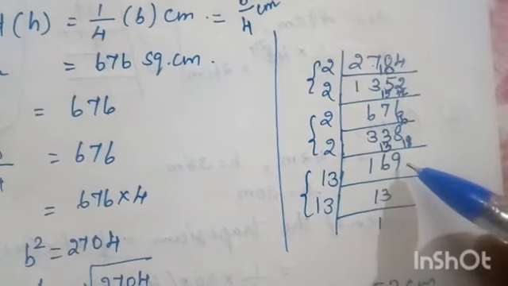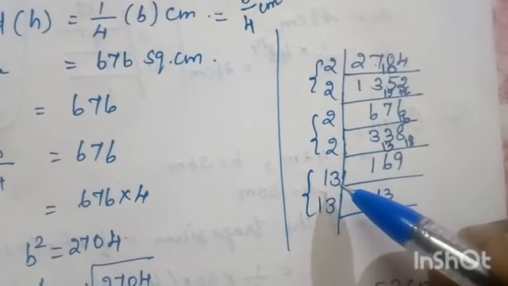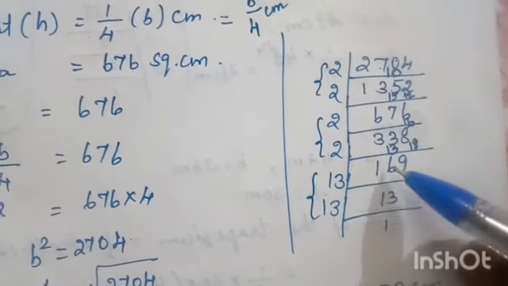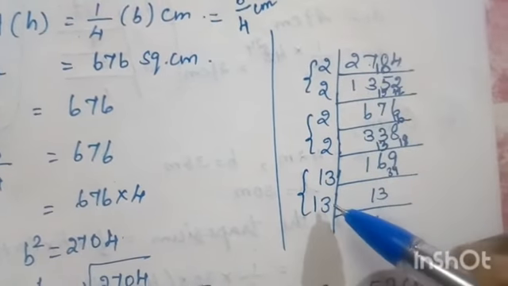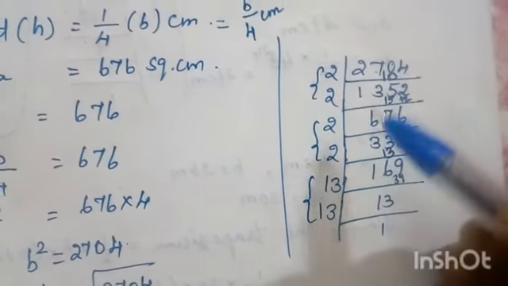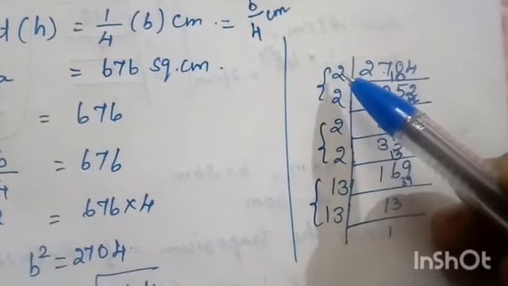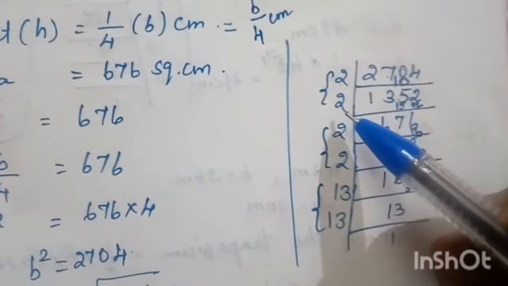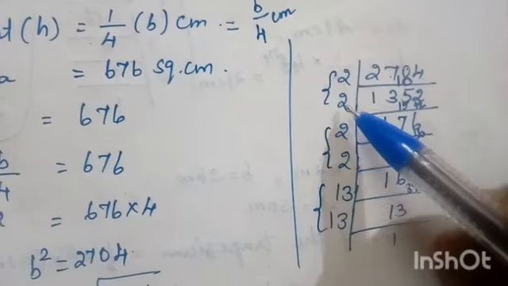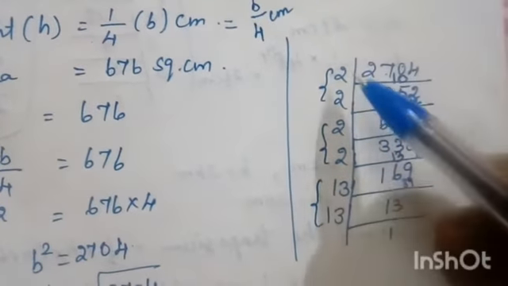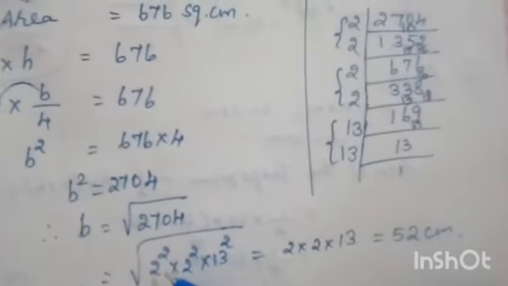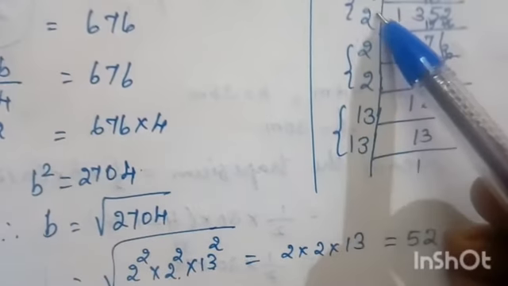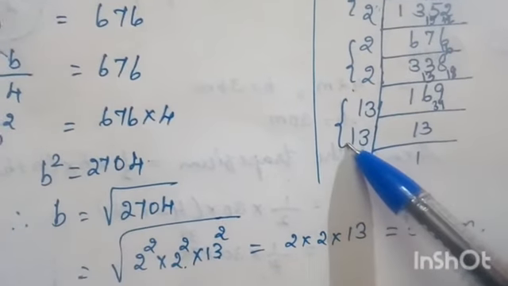Then 169 is a square number. 13 table is possible. 1 time is 13, balance 3, so that is 39. 3 times 39. Then again 13 table 1 time. Now for the square root, you have to make groups of two same numbers. So these two make a group, these two make a group, these two make a group. So that is 2 square into 2 square into 13 square.